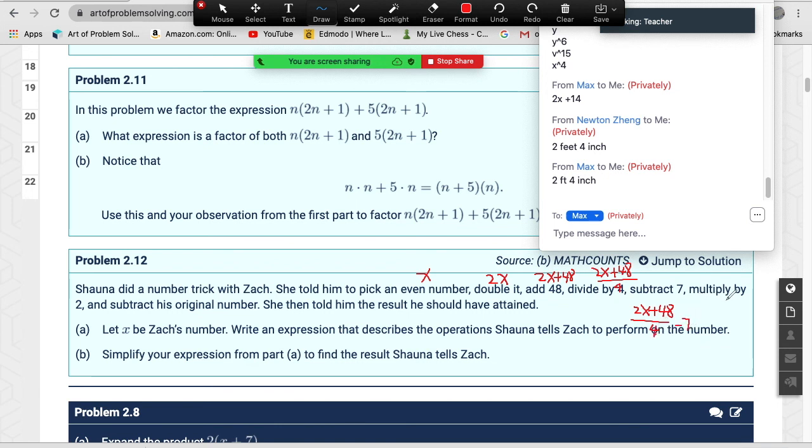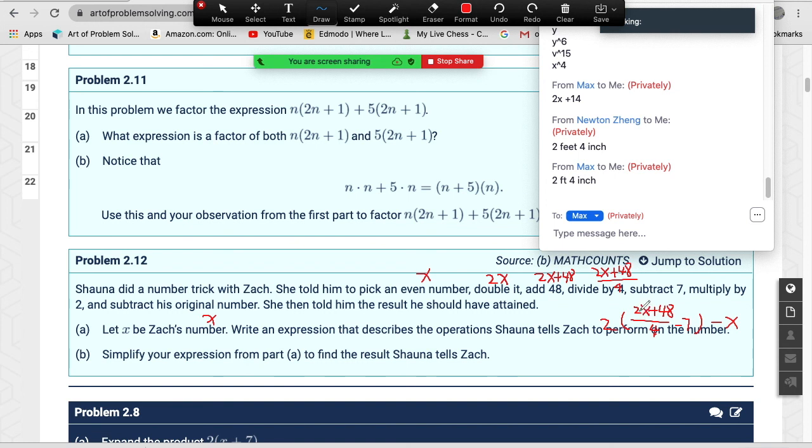Then multiply by 2, that means multiply 2 to this result. Then subtract his original number. His original number is x, right? So that means this one subtract x. Then Shauna will know the result he should have attained. So that means we need to simplify this expression. Let's see what the result is.